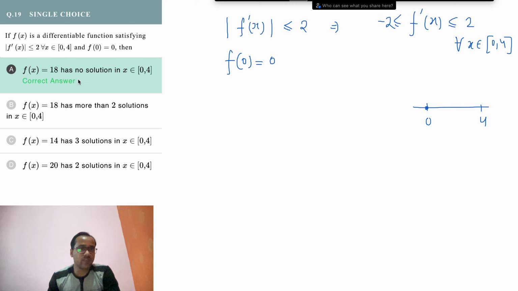We have the options like f(x) equal to 18 has no solution, f(x) equal to 18 has more than 2 solutions, f(x) equal to 14, f(x) equal to 20. Basically we need to find the nature of f(x), so that we can tell whether f(x) equal to 18 is possible in the interval 0 to 4 or not. For any x, the value of f(x) is coming out to be 18 or not. If it is coming, then that x will be the solution.